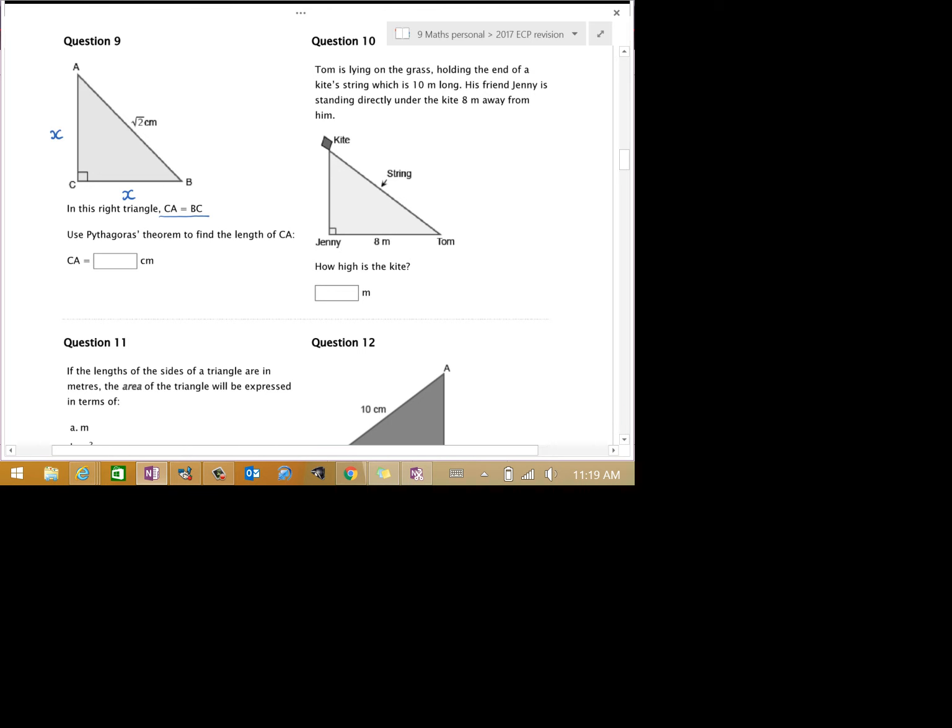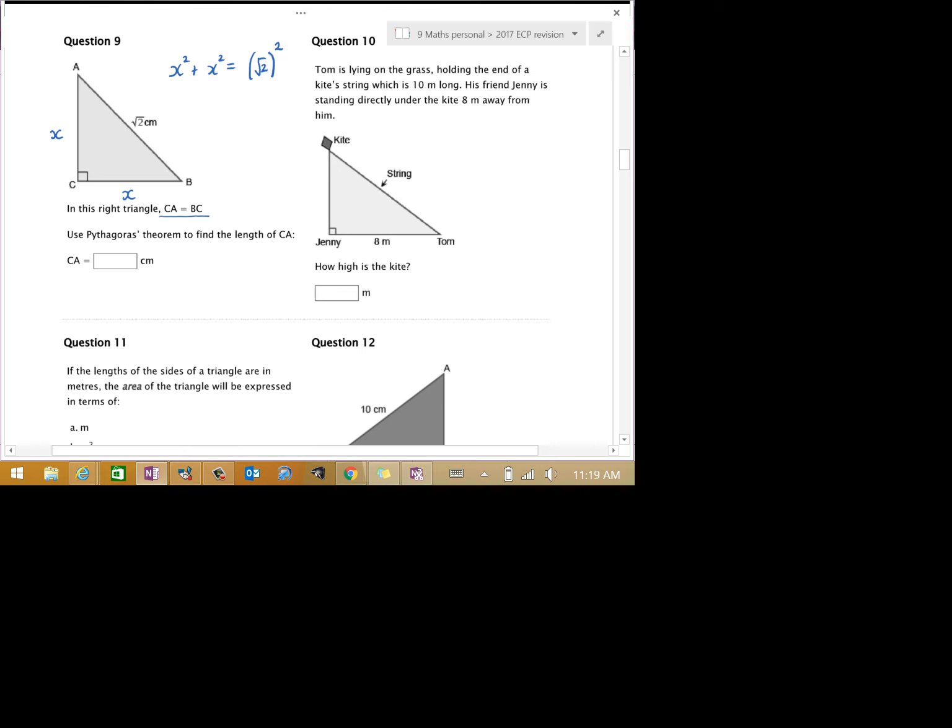Once again, we do the same thing. We can say the two shorter side lengths squared when we add them up, X squared plus X squared, is equal to, be careful, let's use brackets here. Square root of 2, not the square root of 2, the square root of 2 squared.